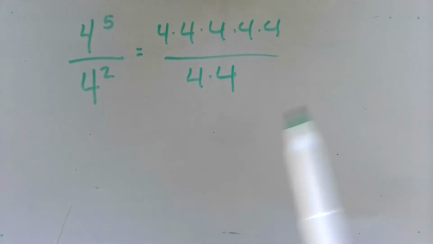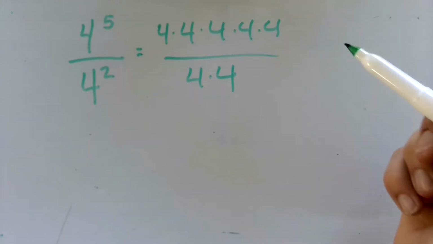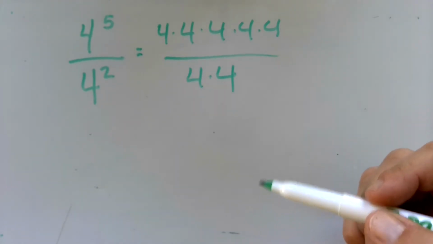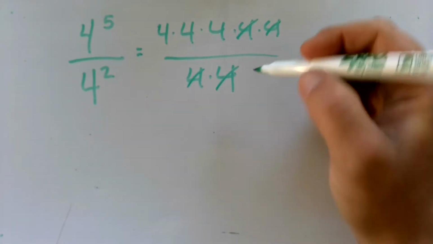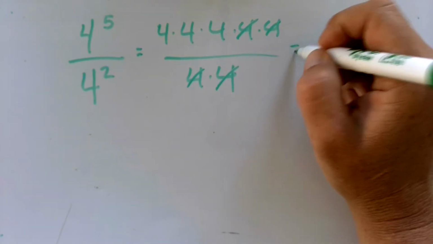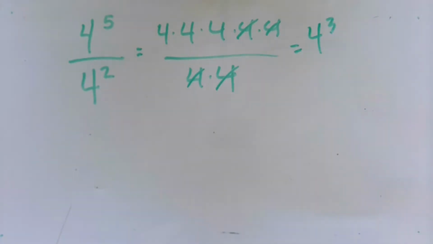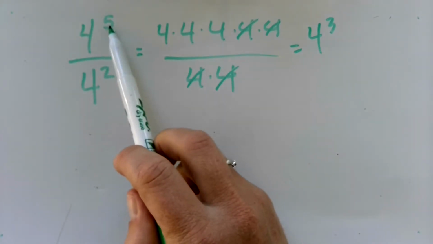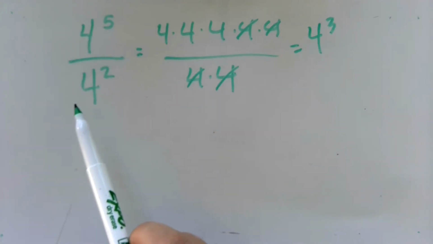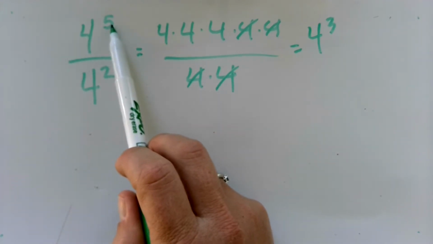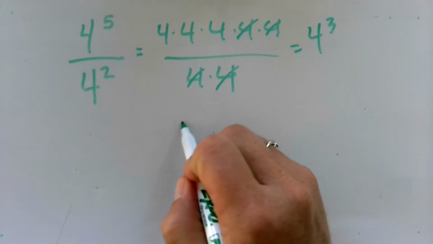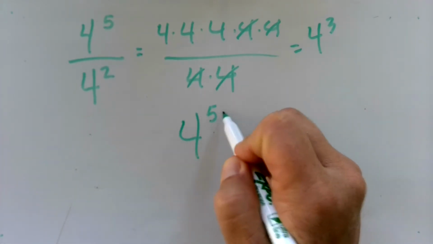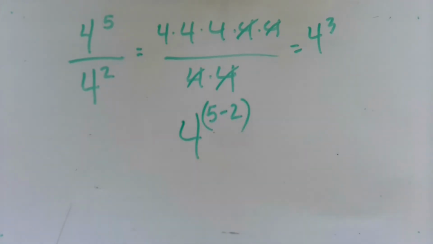Now, you know when we have fractions, if you have the same factors on the top and the same factors on the bottom, you can cancel them out, right? So we could actually cancel out those two, we'd be left with a 1 down here, so we'd end up with 4 to the 3rd. Now, when you compare the exponents, what do you notice? When you're dividing, you subtract the bottom from the top. So it's the same as 4 to the 5 minus 2. Okay, so that's how we can handle exponents with the same base.